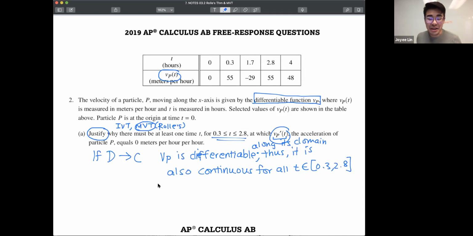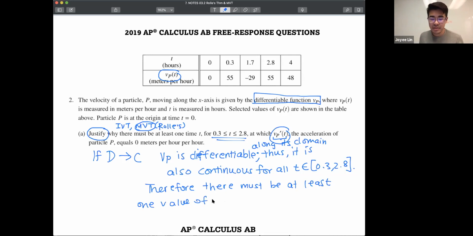And then you could say therefore. And then you can literally just copy the question. There is at least one value of t for which v prime of t is equal to 0.